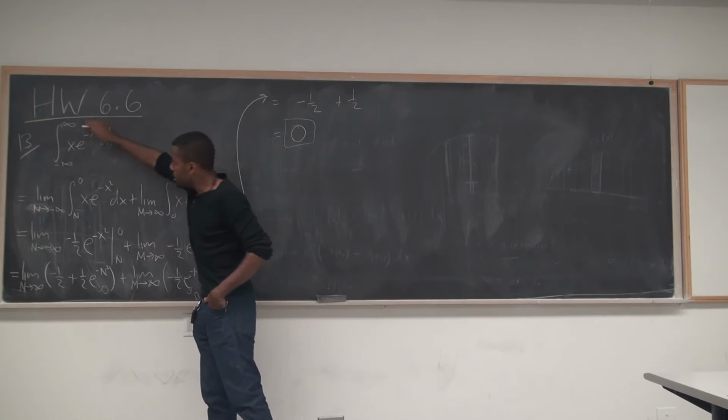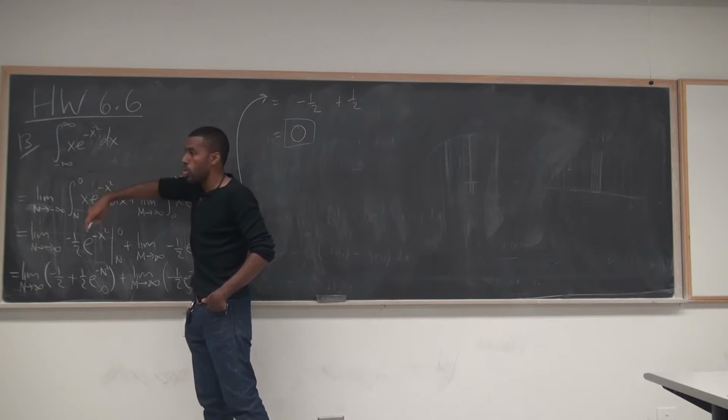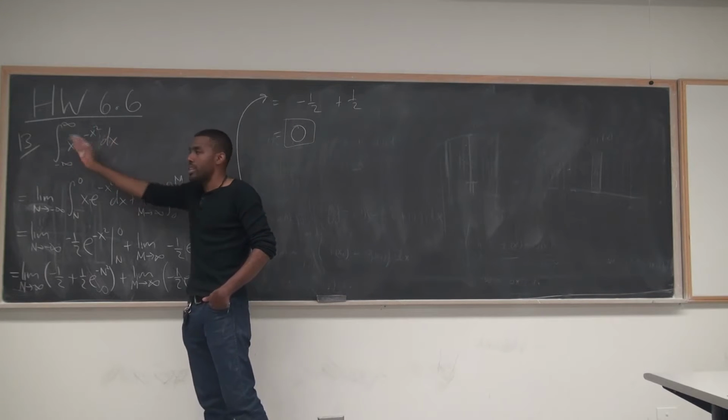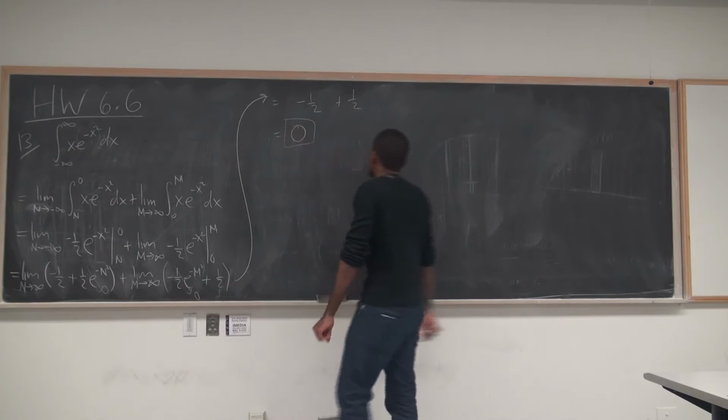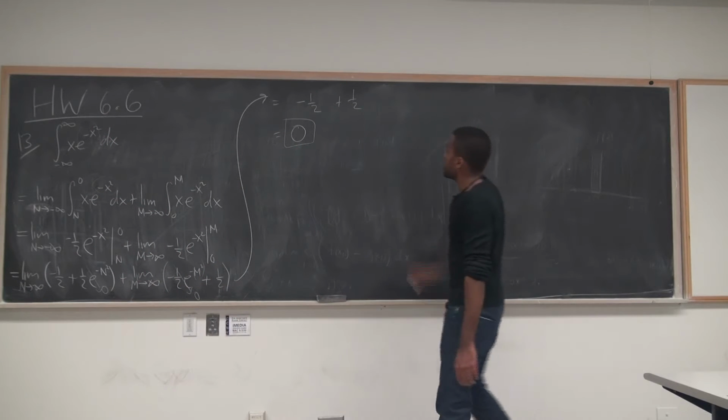Because this guy, the e to the minus x squared, is actually symmetric about the y-axis, and then the x is positive on one side and negative on the other side. It's actually an odd function, so you get 0.